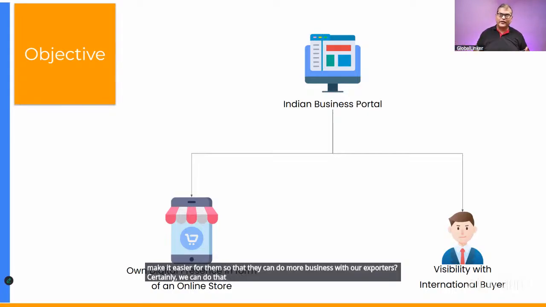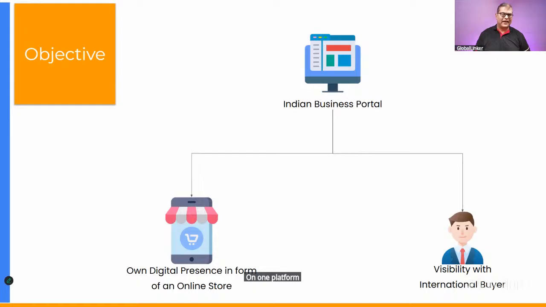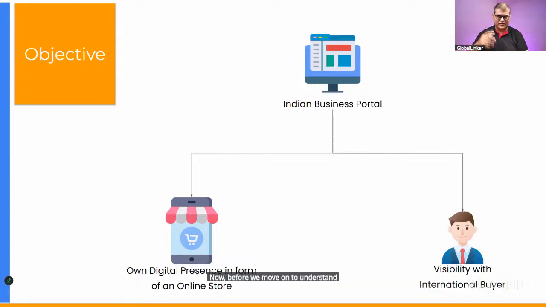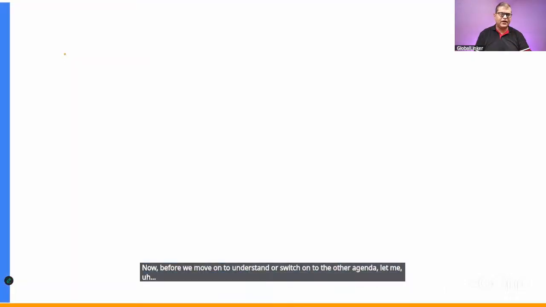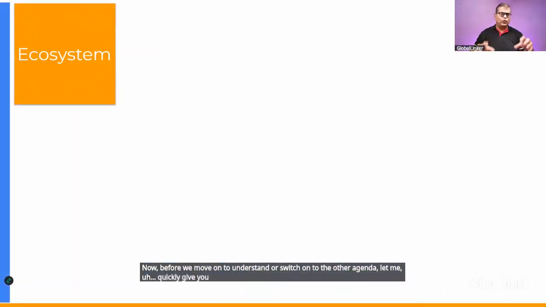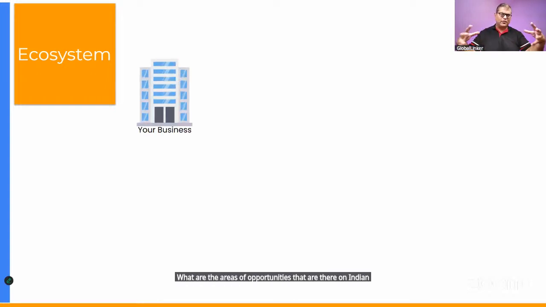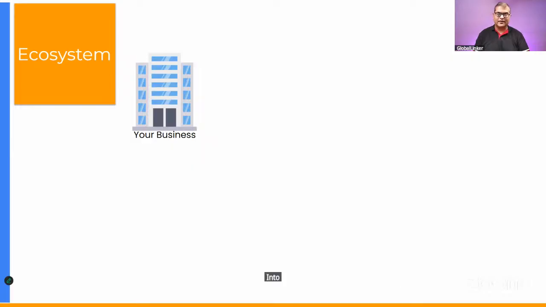If we bring all the offerings of our Indian exporters on one platform, then it will be easier for the international buyers to do business with you. At the same time, it will give you more business. So that is the second objective of Indian Business Portal. Now, before we move on to the other agenda, let me quickly give you an overview of how you are going to list your products on Indian Business Portal, and what are the areas of opportunities that are there on Indian Business Portal. It will give you a bird's eye view into the entire scheme of things.